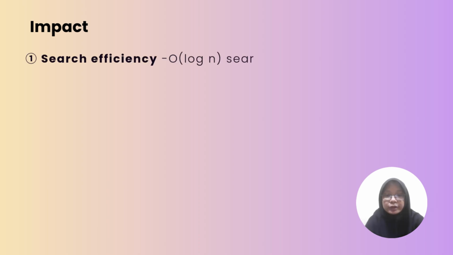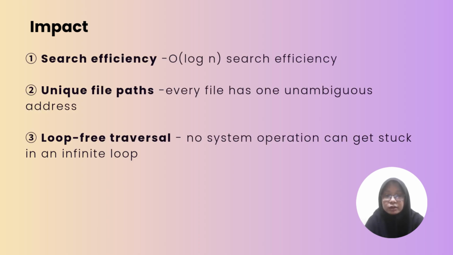To summarize, System 1, which is the file system, is not just organized like a tree. It is a tree, but it is implemented through structures like the NTFS master file table in Windows. The three key impacts are: first, O(log n) search efficiency. It means that finding any file in millions will take only a handful of steps. Second, guaranteed unique file path. The uniqueness property means every file has one unambiguous address, which is essential for file permissions and security. Third, reliable loop-free traversal. Because the tree is acyclic, no system operations can get stuck in an infinite loop.